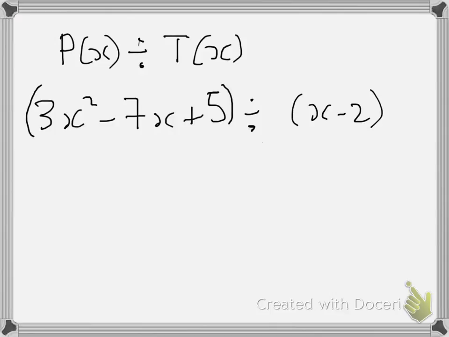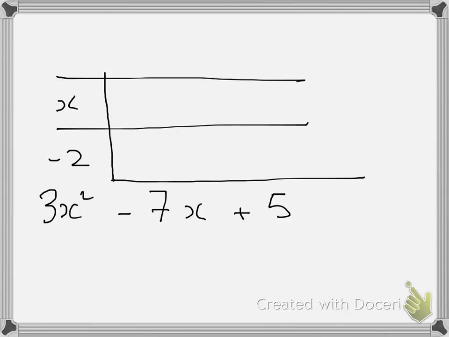Okay, now I've got a question from question 2a. It wants p of x divided by t of x, where p of x is this left-hand bracket and t of x is the right-hand bracket. So I set it up. There you go. We've got our answer across the bottom, and our first one is a given, 3x squared. So now I'm going to find 3x squared divided by x, 3x, times minus 2, minus 6x.